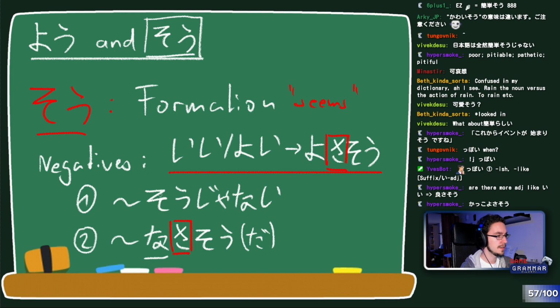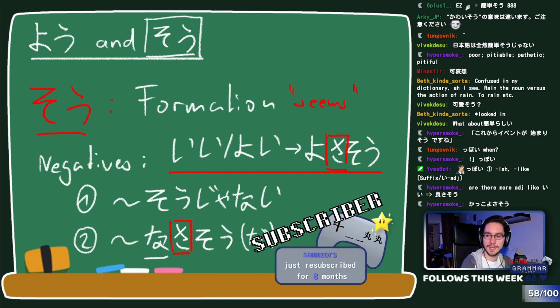So you can either say so janai. So, ame ga furisou janai ne. Or ame ga furanasaso. Not furi, fura, because it's furanai plus furanasaso.